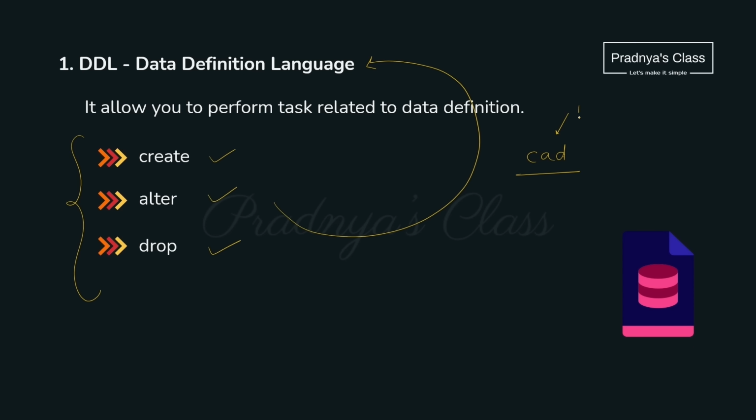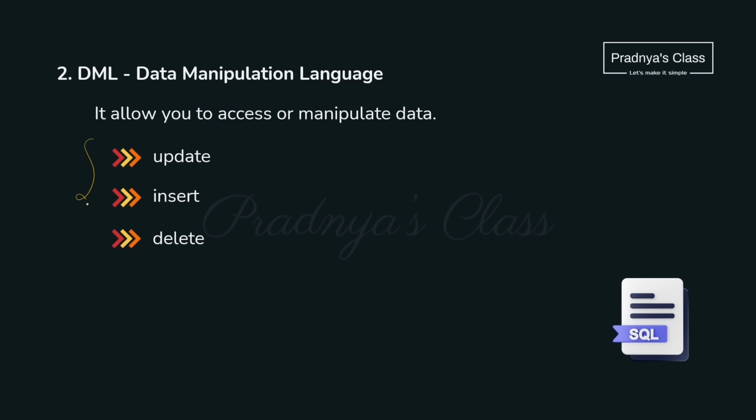So if you get the question what are the DDL commands, we can write it: create, alter, drop. And here are 3 DML commands we need to keep in mind: update, insert, delete. For that also let's create one mnemonic, UID. In this way we can keep in mind DML commands too: update, insert and delete.